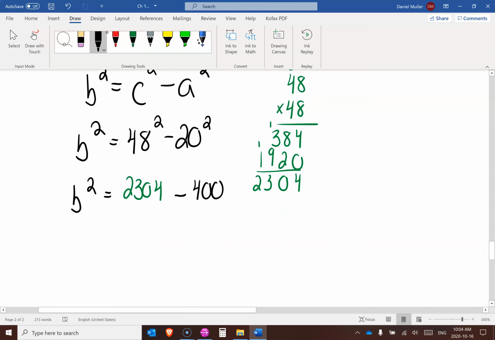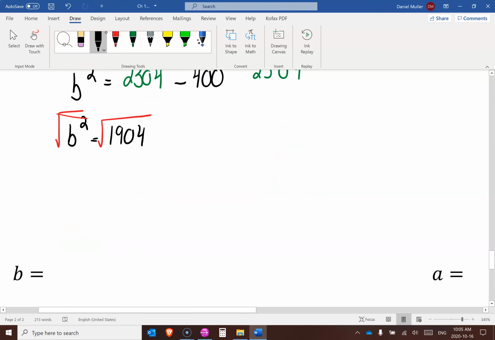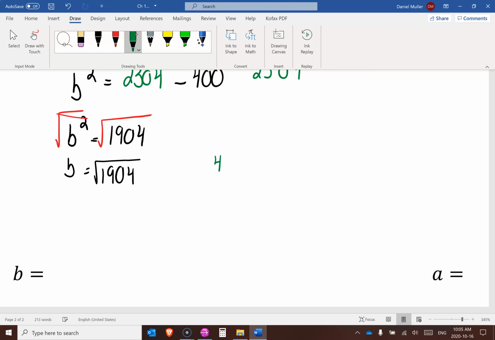And of course we have to minus 400. So 1904. To get the B alone here, we'll square root both sides. The square root of 1904, which I know I can divide that in half and I'll get a 2, and I can divide that in half again, which is a 4, so I know I can at least divide this by 4. I wonder if I can divide it by 8. I'm just going to try.